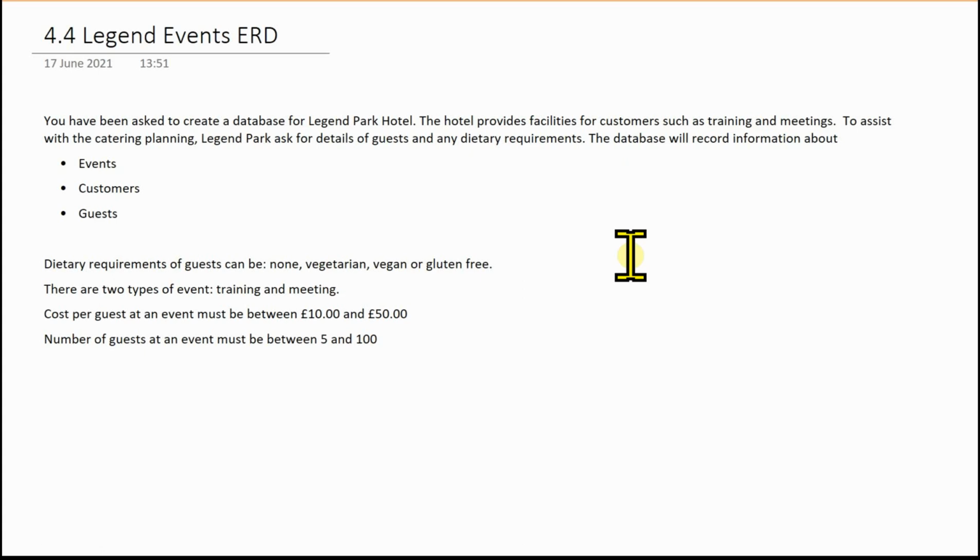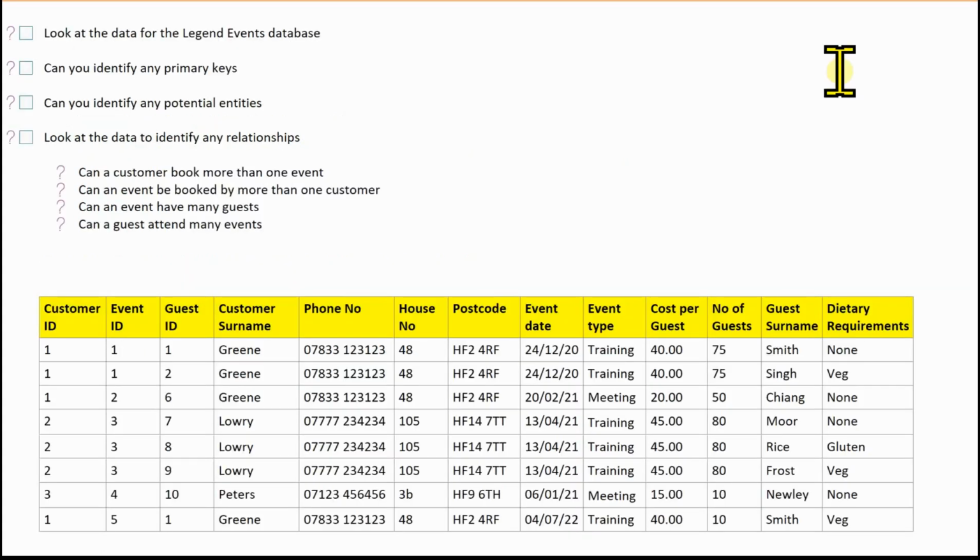The cost per guest at an event must be between £10 and £50, and the number of guests at an event must be between 5 and 100. Look at the data that we're being given for Legend Events.